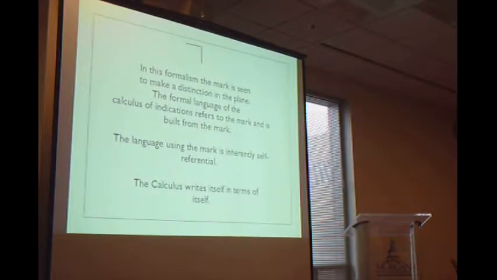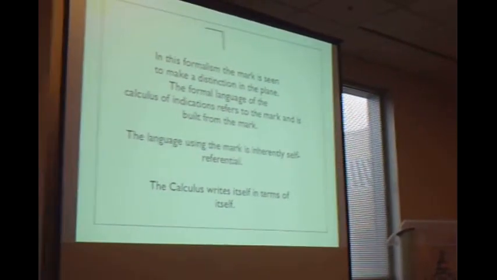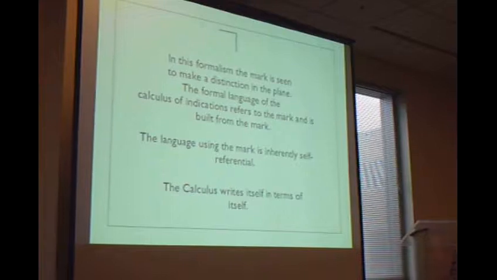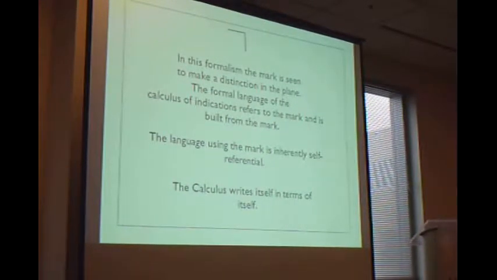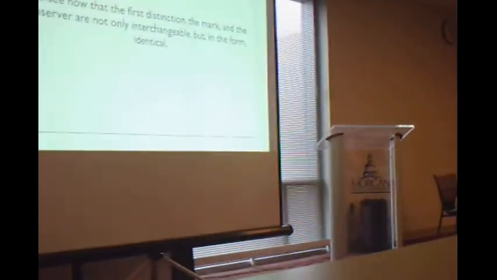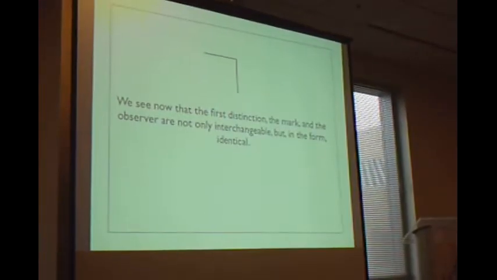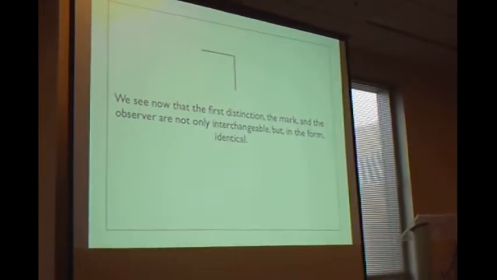So as I say, in the formalism, the mark is seen to make a distinction. The formal language of the calculus of indications, the calculus of this, refers to the mark, is built from the mark. The language that uses the mark is inherently self-referential. The mark stands for a distinction, and it is a distinction from the point of view of the one who uses it. This calculus writes itself in terms of itself. And then I give you the very last lines of Spencer Brown's book, Laws of Form.